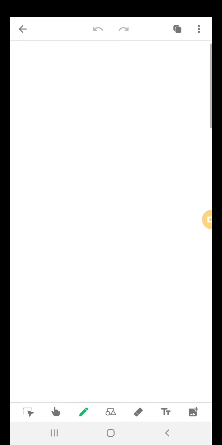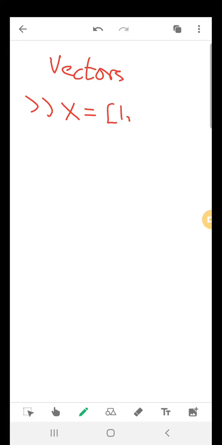Hello students, so continuing our lectures on Matlab, we have studied in our last class how to assign vectors or arrays. Means if you assign x as 1, 2, 3, it will give you a row vector.